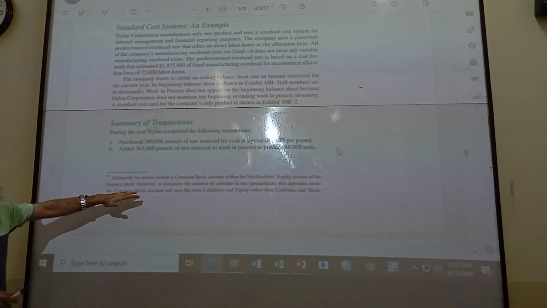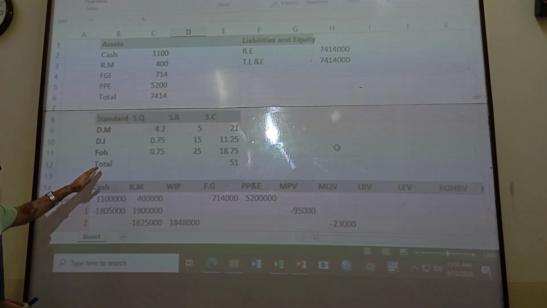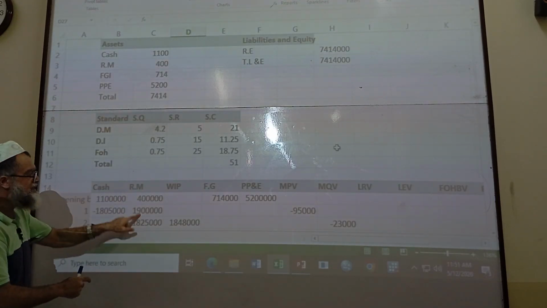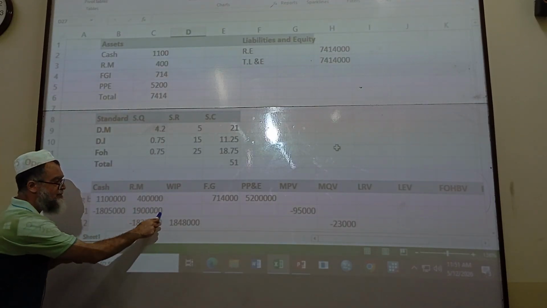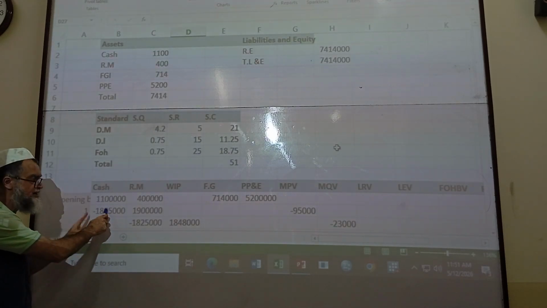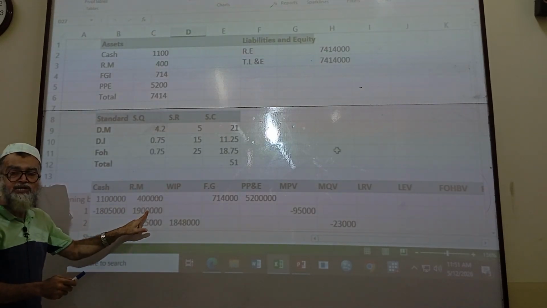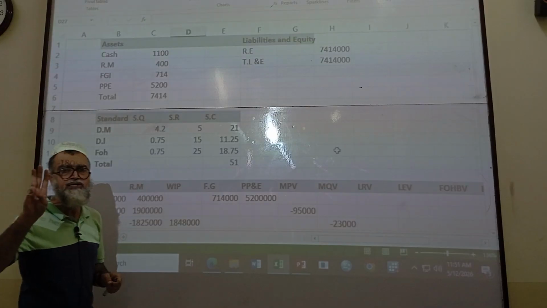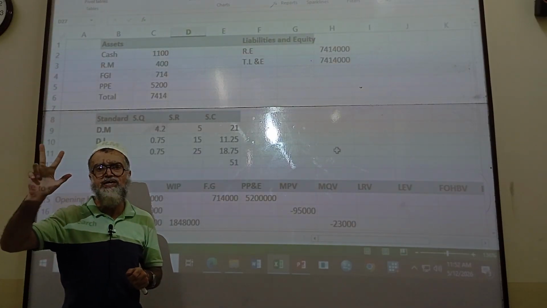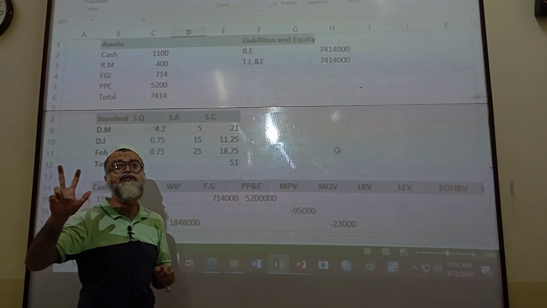Now in the first transaction, when you purchase raw material, your cash will be credited, so cash minus, and raw material debited. But remember, this amount will not be equal to this amount, because this is the actual cash which you have paid, whereas this is based on standard. Three things will be based on standard: the raw material, work in process, and finished goods. These three accounts should be maintained on standard.